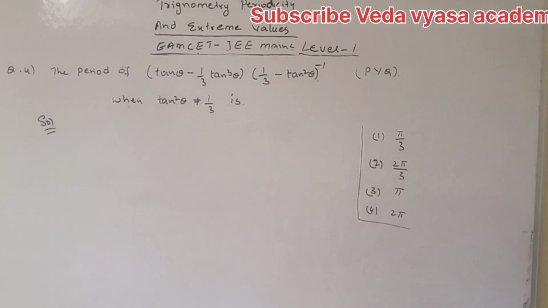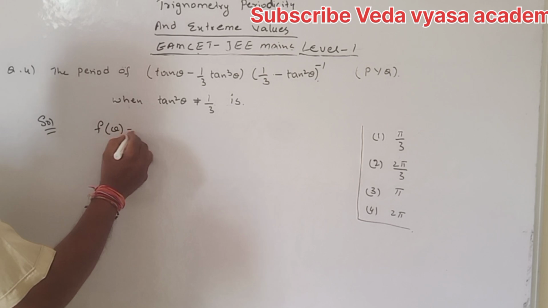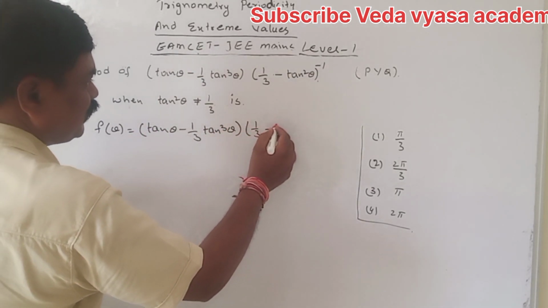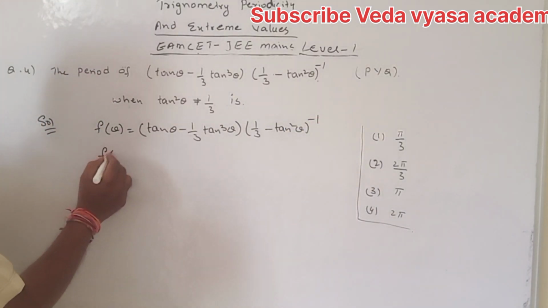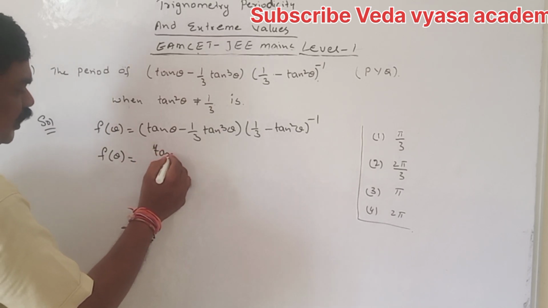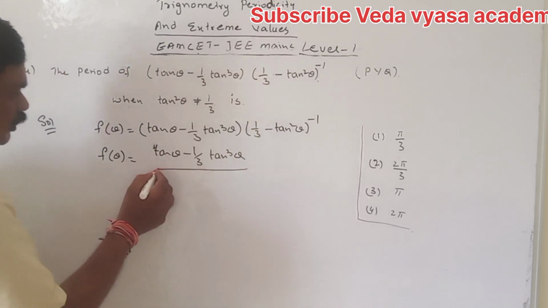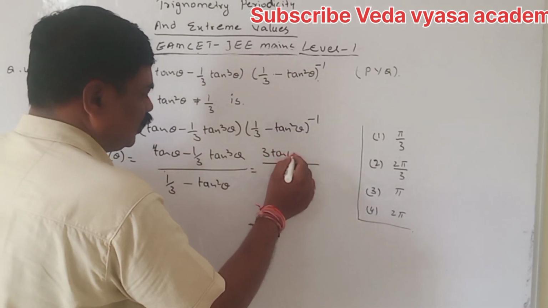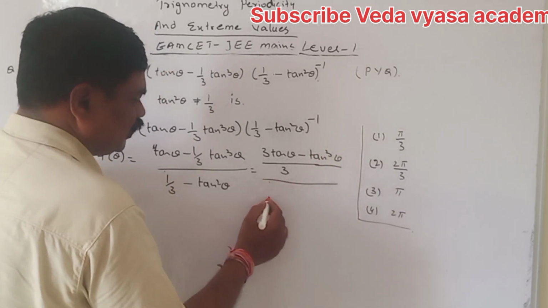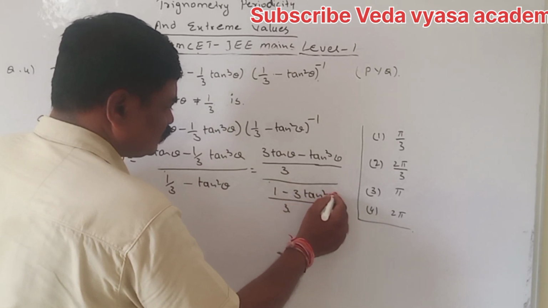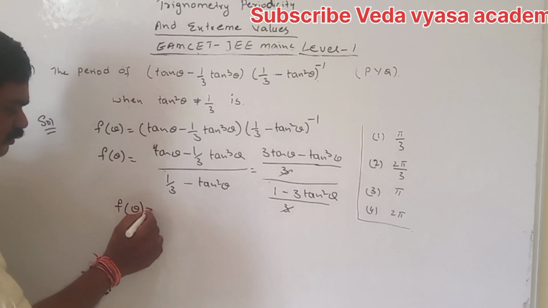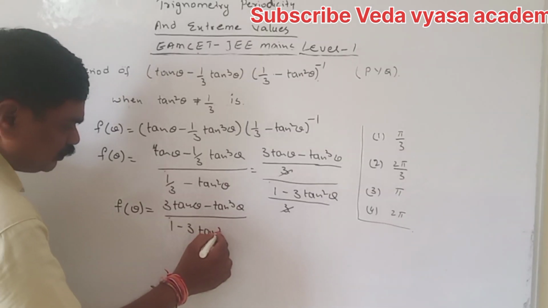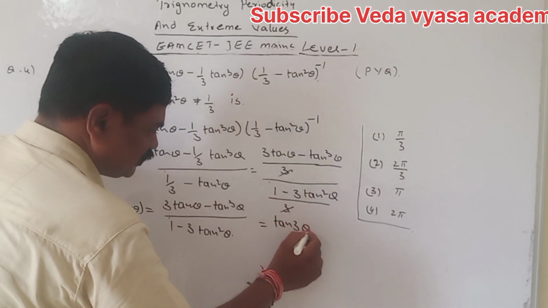Dear viewers, we have the problem: f(θ) = (tan θ - 1/3 tan³θ) into (1/3 - tan²θ) to the power minus 1. Here, f(θ) equals tan θ minus 1 by 3 tan cube θ by 1 by 3 minus tan square θ. Here the LCM is 3 tan θ minus tan cube θ, denominator LCM 3, 1 minus 3 tan square θ. 3 gets cancelled. f(θ) is equal to (3 tan θ - tan³θ)/(1 - 3 tan²θ), which is tan 3θ.